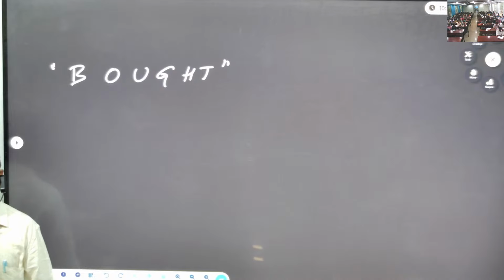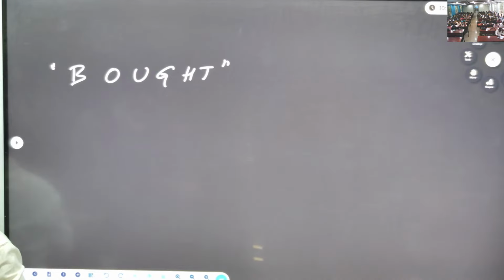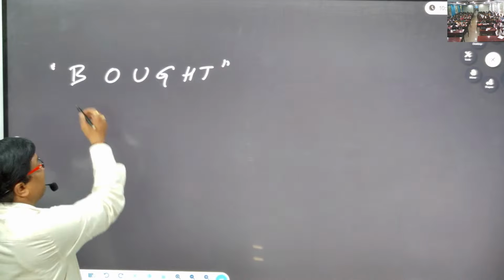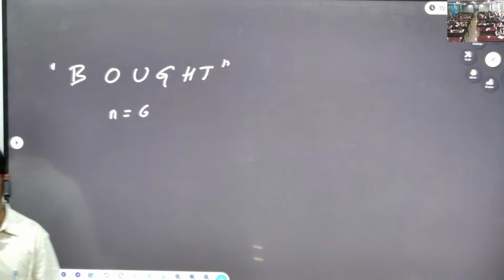So check it here, three formulas, whether it is repeated, not repeated, or same kind of letters are there. Tell me in which formula it is going to be applied. Repeated or not repeated? Not repeated. So if it is not repeated, what is your n size? N is equal to how many letters are there? 6 letters are there.